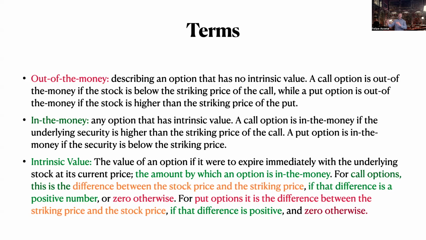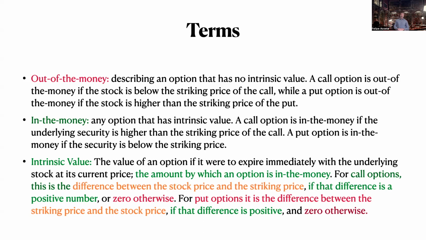Because in the call, you're expecting the stock to rise. So therefore you're setting a strike price that is above the actual value of the stock. If the stock surpasses that, the call's in the money, right? And then the opposite for the put, right? Intrinsic value is the value of an option if it were to expire immediately with the underlying stock at its current price. Basically, it means: does the option contract have any actual value, meaning profit?